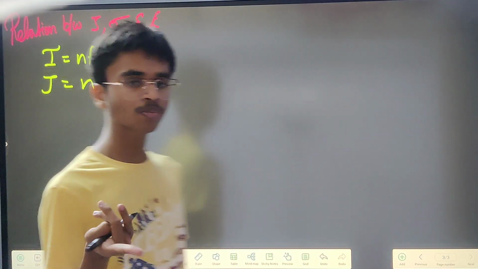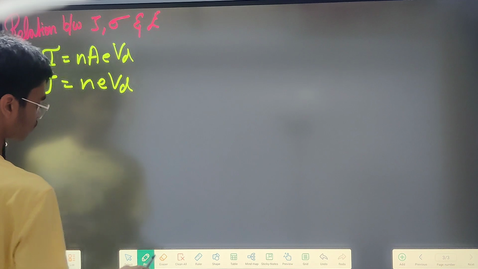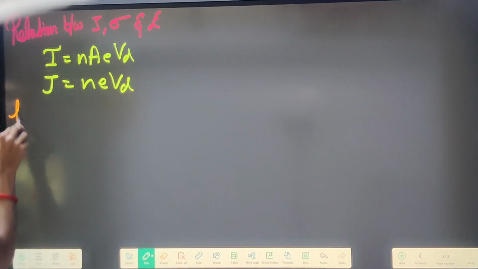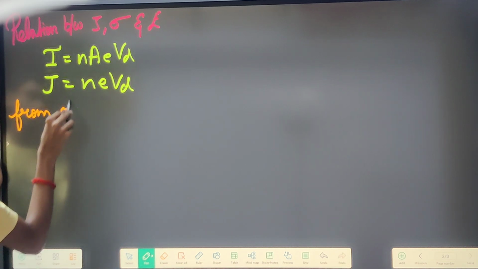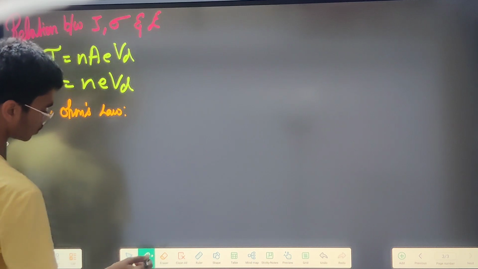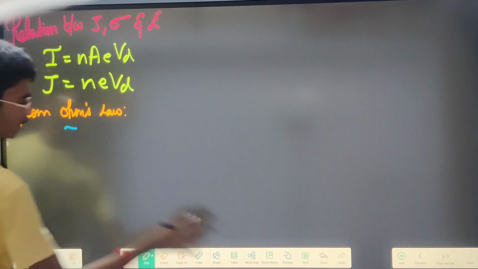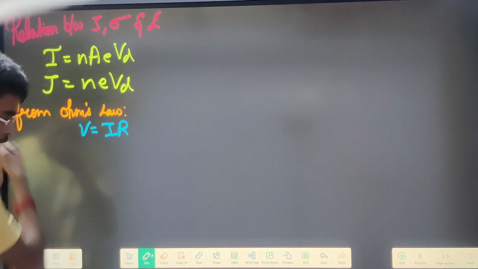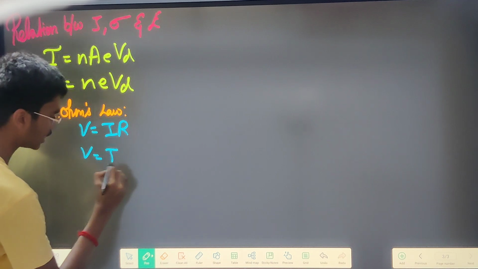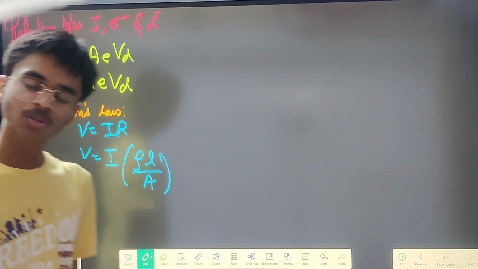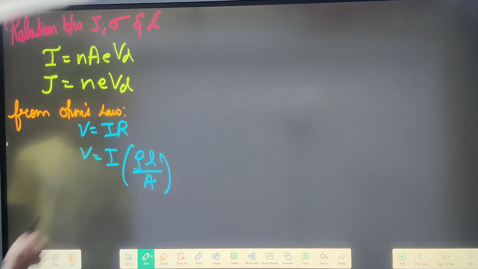So from Ohm's law, what do we know? From Ohm's law, V is equal to IR. We also know that V is equal to I into rho L by A, since R is equal to rho L by A. That is also a formula that we all know, right? So that is what I have written over here.